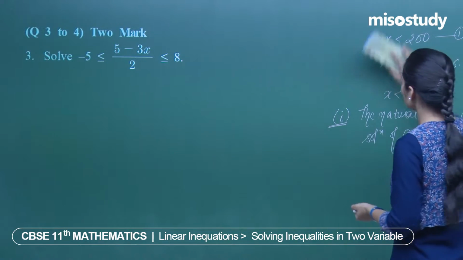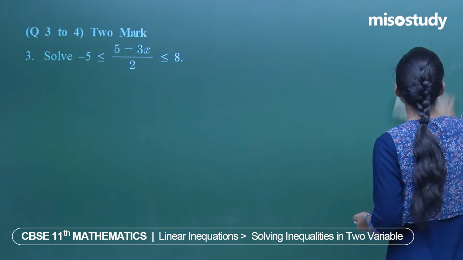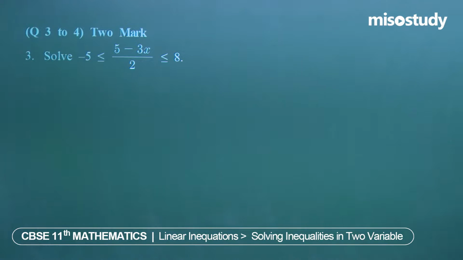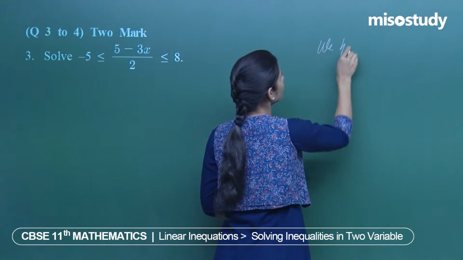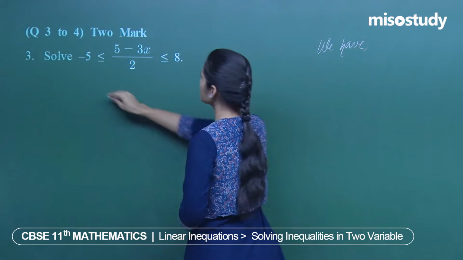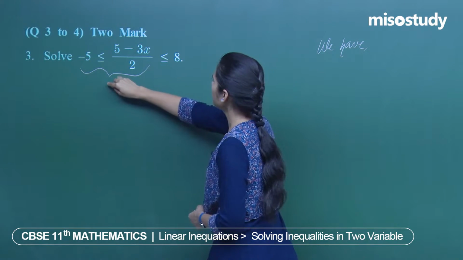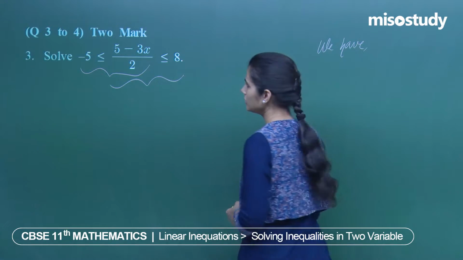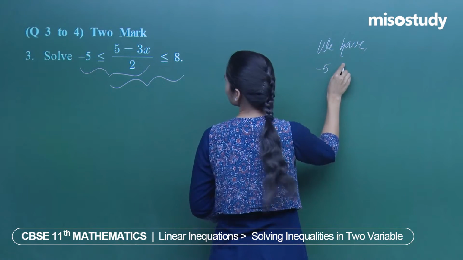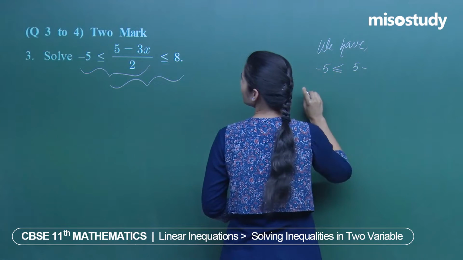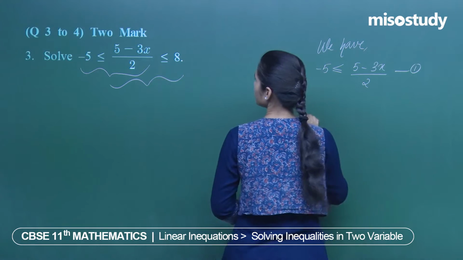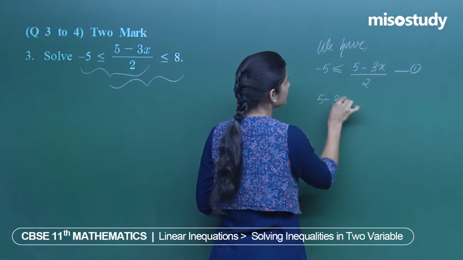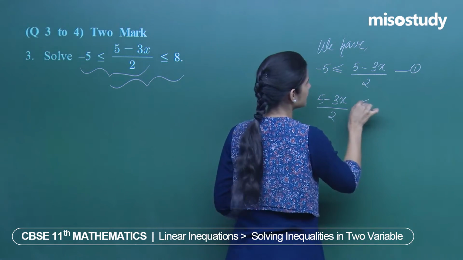Solve this particular inequality. Well, these are actually two inequations given, so it is nothing but a system of inequations. So let's write it separately. One is going to come from here, another is going to come from here. One is -5 is less than or equal to (5 minus 3x) upon 2. Another is (5 minus 3x) upon 2 is less than or equal to 8.